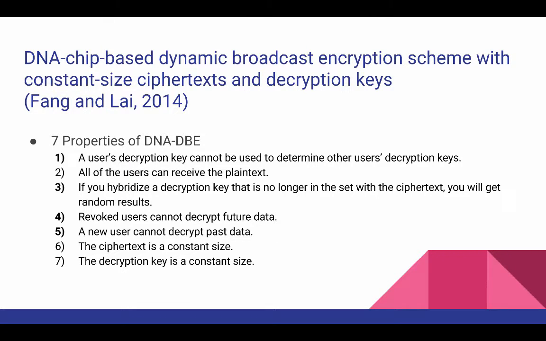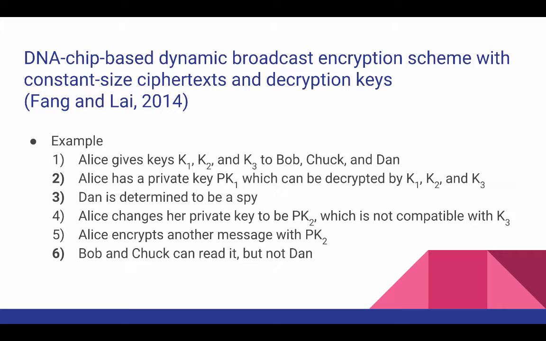So there are 7 properties that you have to have. Four that I'm going to really focus on are: number 1 is that a user's decryption key cannot be used to determine other users' decryption keys. Number 3 is that if you hybridize a decryption key that is no longer in the set with the ciphertext, you'll get random results. It just won't work. Number 4 is that revoked users cannot decrypt future data, and number 5, a new user cannot decrypt past data that's already been sent.